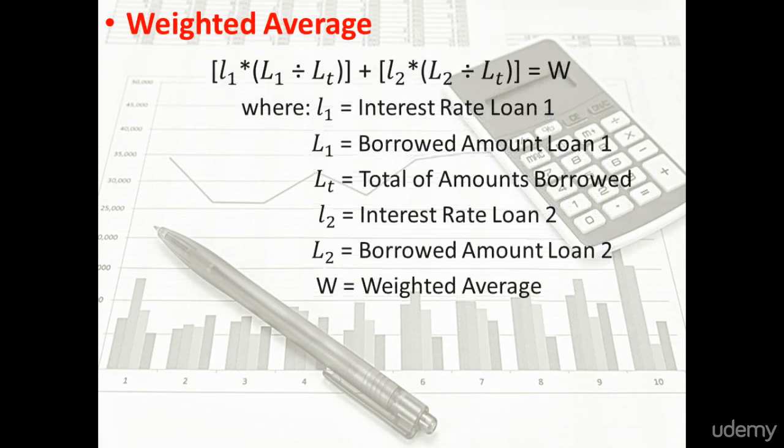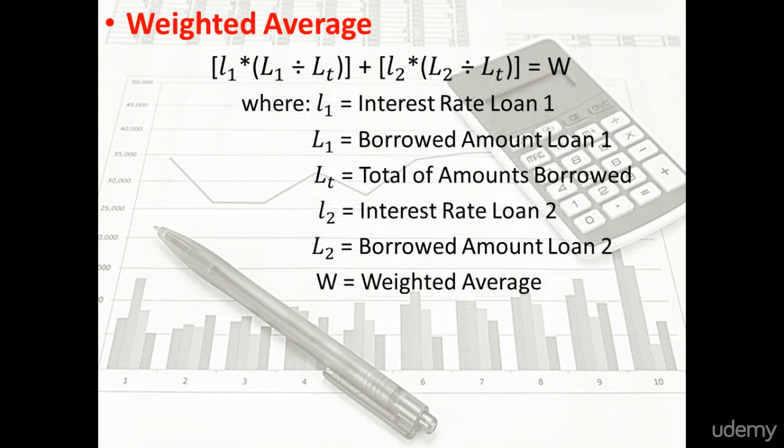The formula for weighted average looks like this one. We have the interest rate for loan 1 multiplied by the division of borrowed amount loan 1 and total of amount borrowed, and this is added to the interest rate of loan 2 multiplied by the division of borrowed amount of loan 2 and the total amount borrowed.